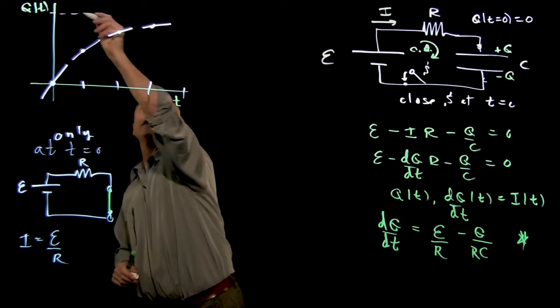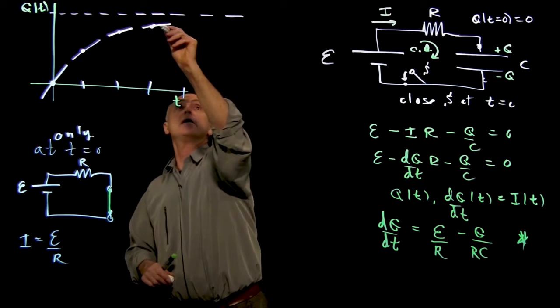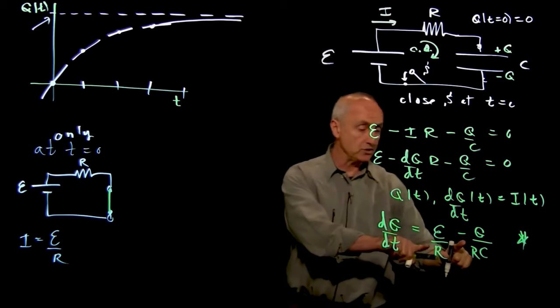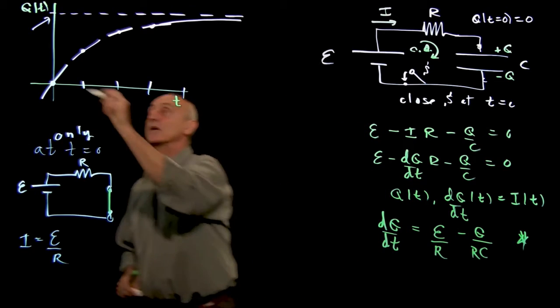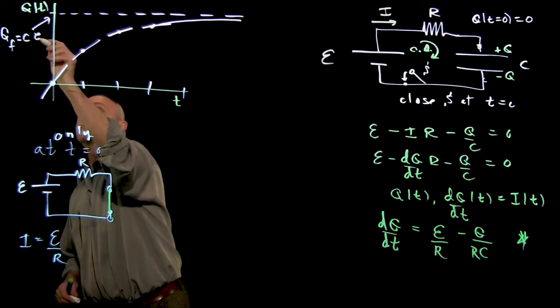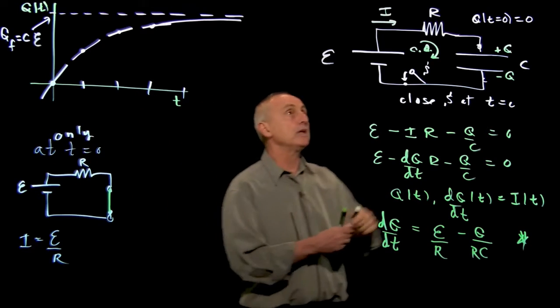So what we have here is that it's reaching a limit, and the value here is when these two quantities are equal, and that's when the capacitor is fully charged. So we can say that Q final is just C times the EMF of the battery.